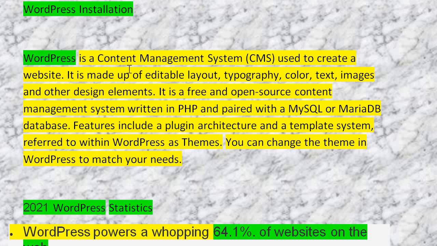WordPress is a content management system. It means that it's a system that has content already that will allow you to manage it, to arrange it, to create a very good website from it. It enables you to have an editable layout, typography, color, images, and other necessary elements you need to build it. It's a free, open source website platform that you can use for management.